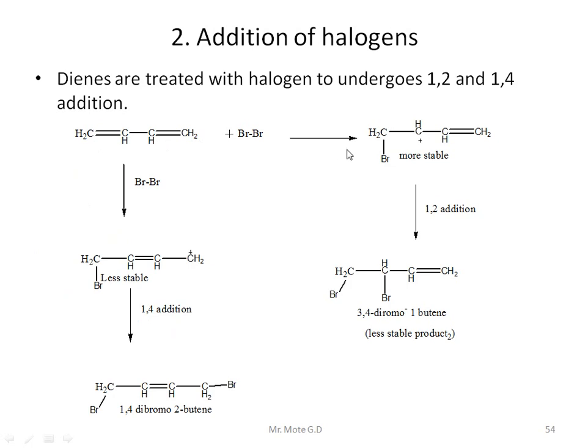Conjugated dienes are treated with Br2. Simply Br is attached there, at the first position and second position, to form 3,4-dibromobutene, and at the 1st and 4th positions to form 1,4-dibromobutene.